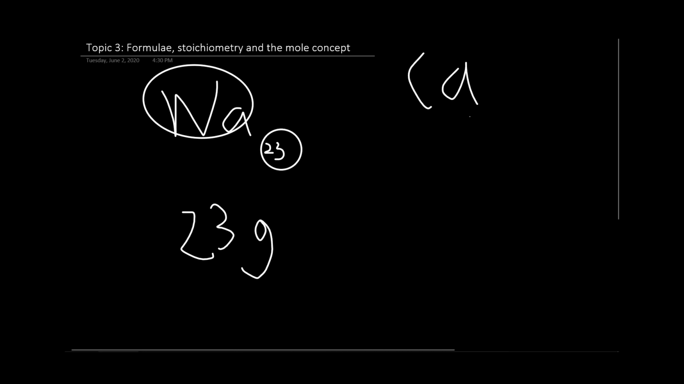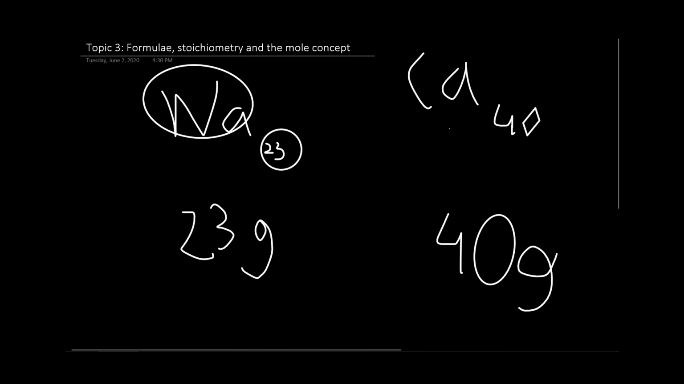Let's move to another example. Calcium has an AR of 40. So 1 mole of calcium is the amount of calcium that you'll need to have a mass of 40 grams. The amount of calcium that, when weighed, will have a mass of 40 grams, that exact amount is called a mole.